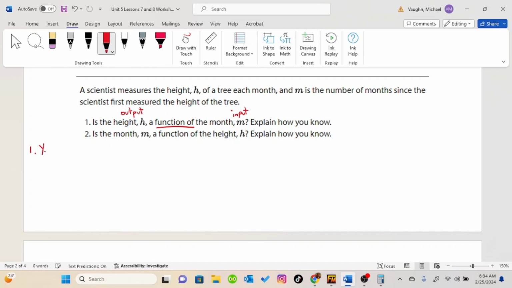So, yes, because for any given month, there can only be one height.